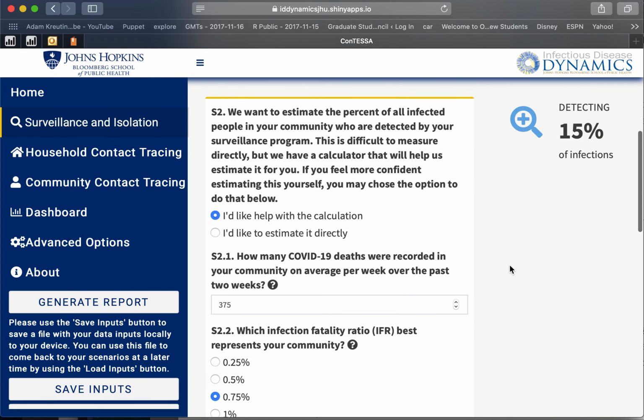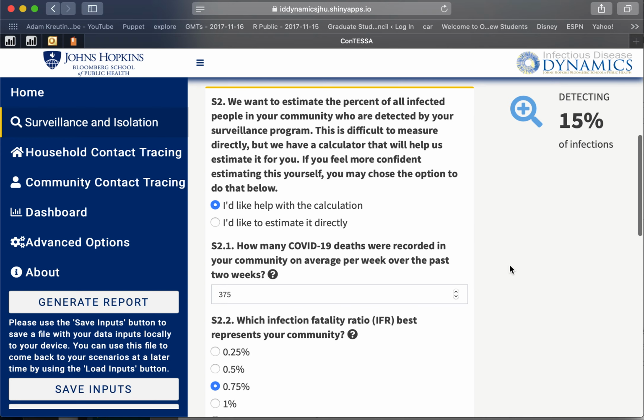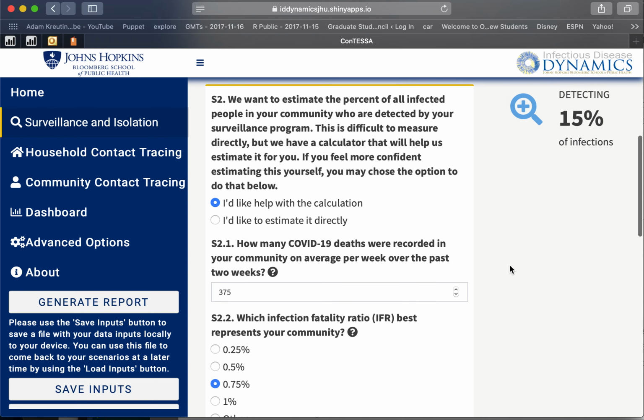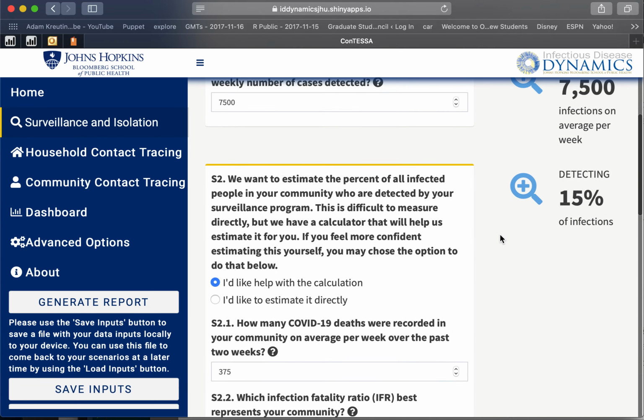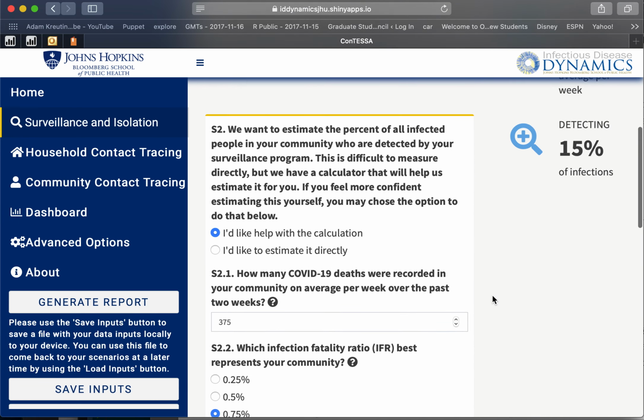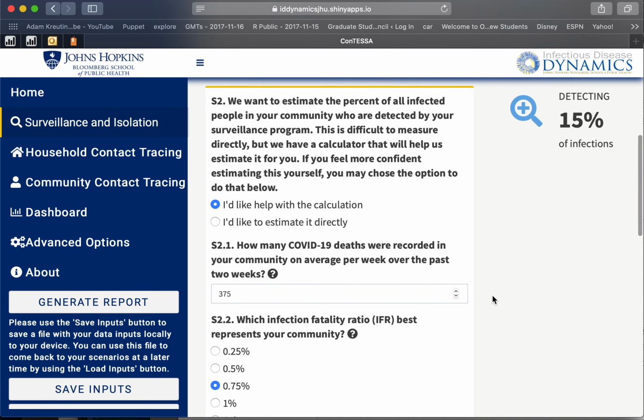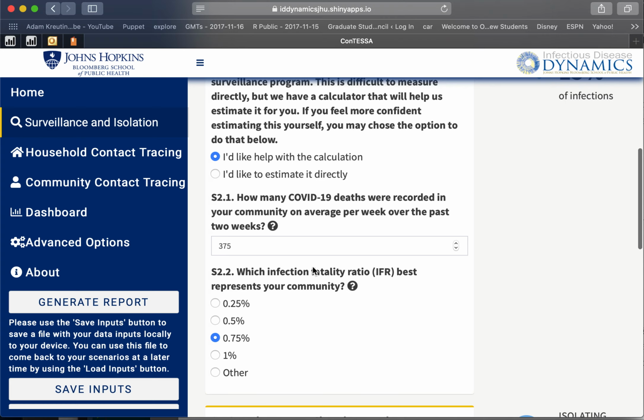And the next question says, we want to estimate the percent of all infected people in your community who are detected. So we know that there are 7,500 detected infections, but we don't know what proportion of the total number of infections that accounts for. And so there are two ways to do this. You can get help with the calculation by using the infection fatality rate to basically estimate the denominator, so to estimate the total number of infected people in your community. And so you can say how many deaths you've had on average in the past 2 weeks, and then you can estimate the infection fatality ratio.